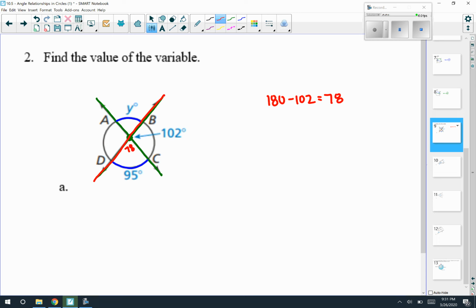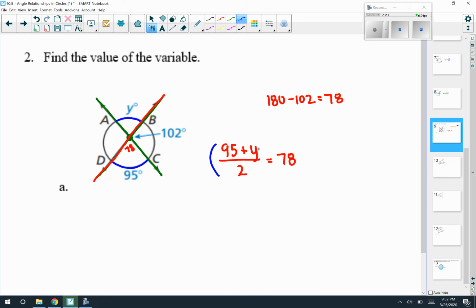Then I can take my theorem. If I have two secants intersecting on the inside of the circle, you take the two intercepted arcs. So we're going to take the 95, add it to the other one, which is y degrees, and then cut that in half. And that equals the angle created inside the circle, which we just found was 78 degrees.